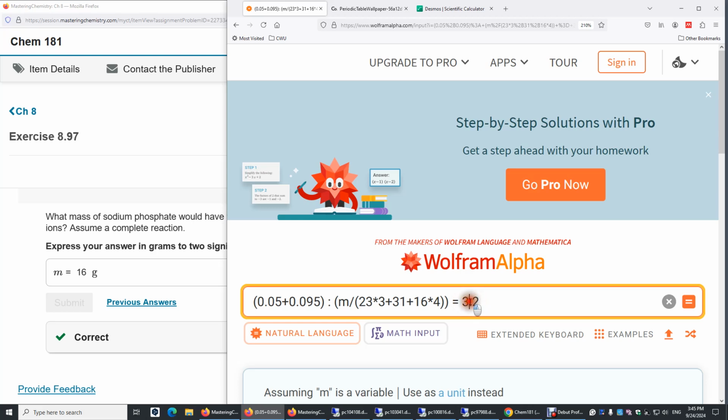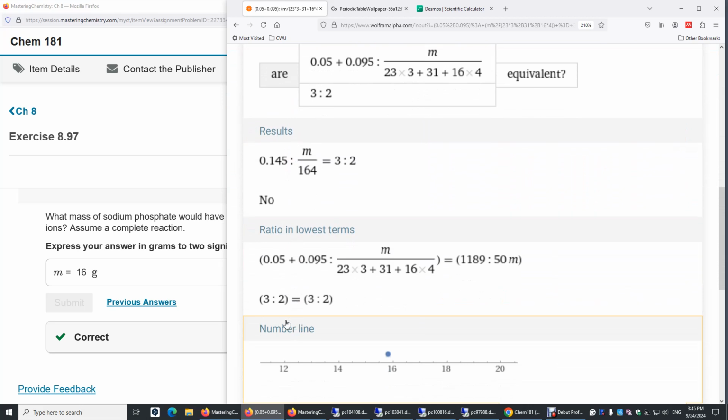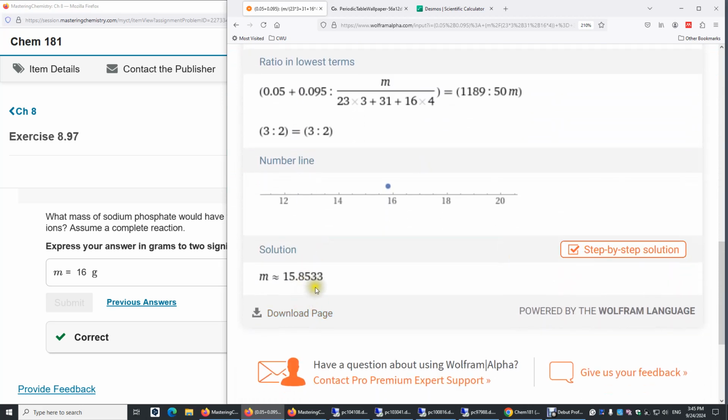The 3 to 2 is just because 3 moles of calcium 2+ react with 2 moles of phosphate, and 3 moles of magnesium 2+ react with 2 moles of phosphate. So this is how we set up this equation. Also with a calculator you can tell this is just 1.5, and the mass divided by all this should be this sum divided by 1.5. And this divided by 1.5 multiplied by the molar mass of sodium phosphate, you will get the value of M, which is the mass of sodium phosphate, 15.85 grams.